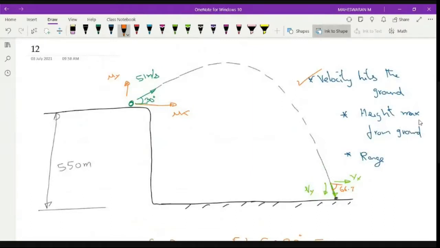Next, height from the ground. What is the maximum height? So this height they're asking to identify, right? We don't know how to do this directly. When it reaches the maximum height, we can't identify it for the entire thing, because we can identify only from the initial position. From here, this is the height I can identify.